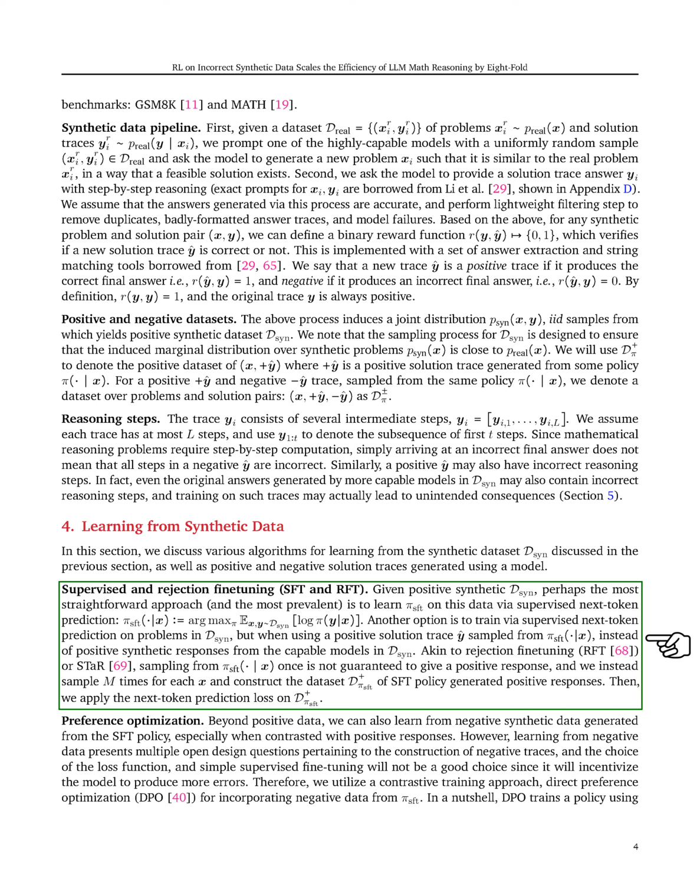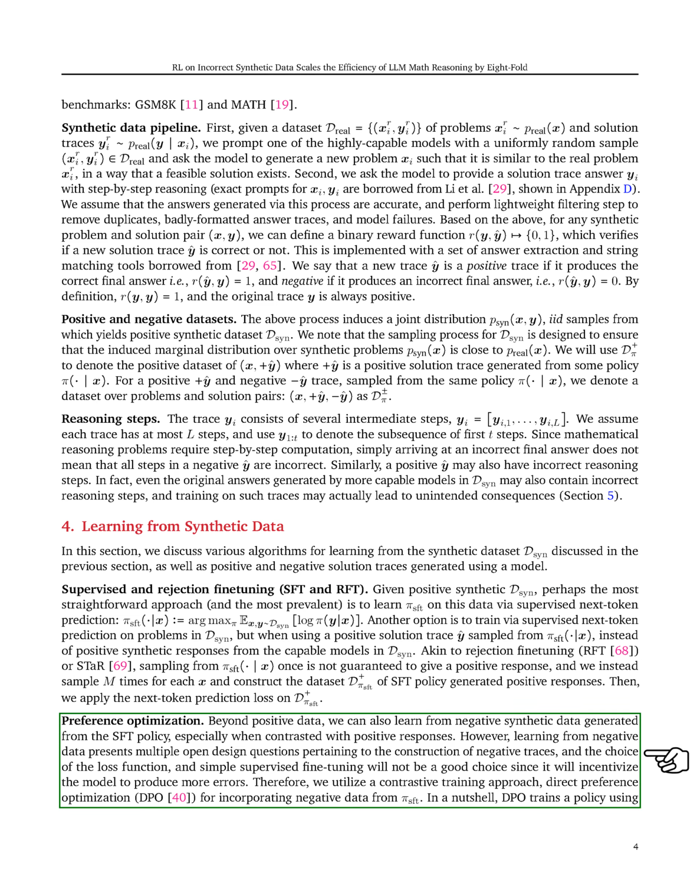We can also use positive solution traces sampled from the model instead of synthetic responses. RFT involves sampling multiple times to create a dataset of positive responses and then applying the next token prediction loss on this dataset. We can also learn from negative synthetic data generated by the SFT policy using a contrastive training approach called direct preference optimization, DPO.